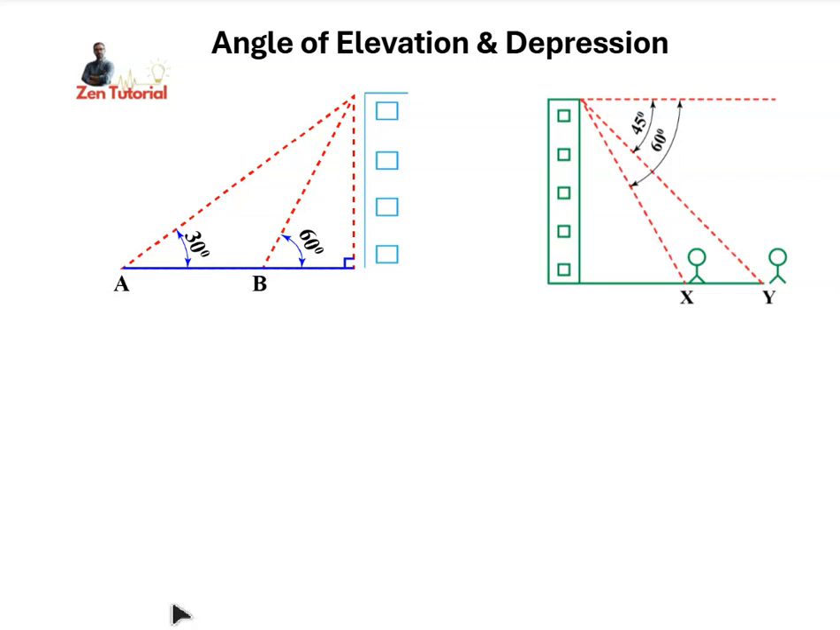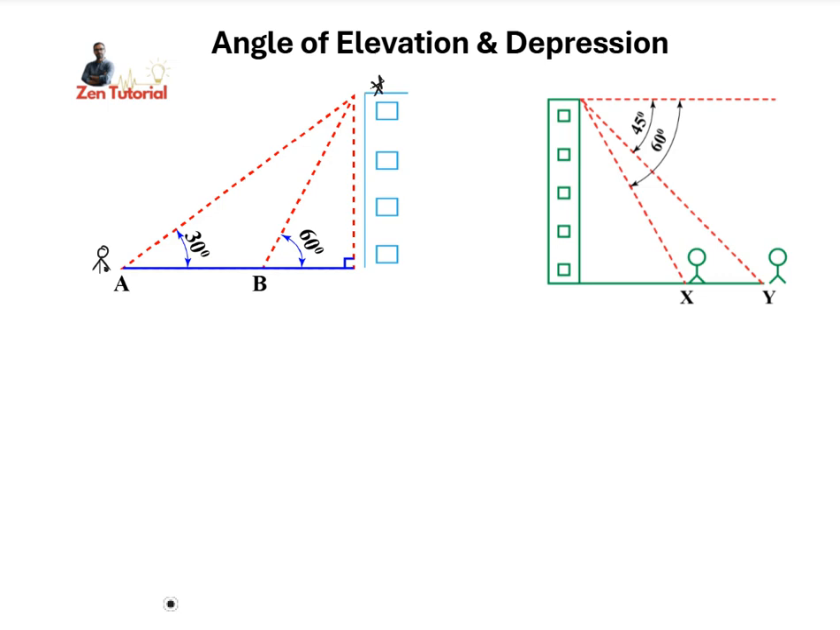So, angle of elevation and depression. Say you are standing here and you would like to see something at the top of the building or some premises here. So, here is the object.